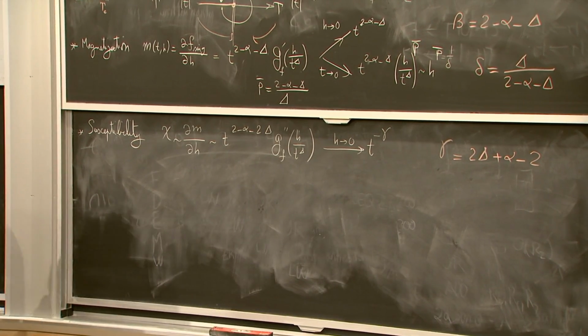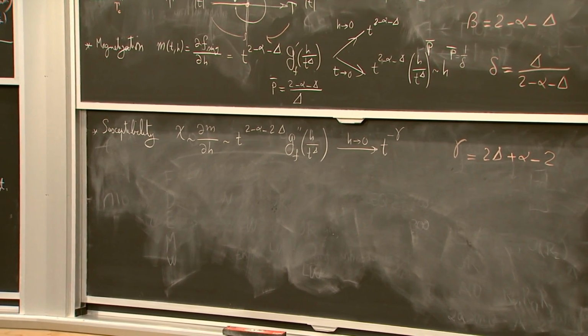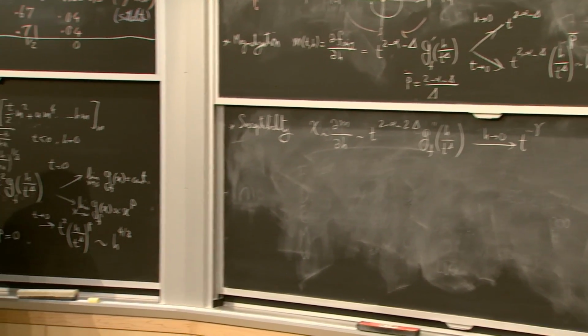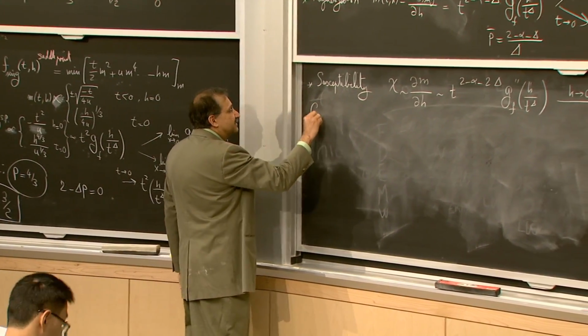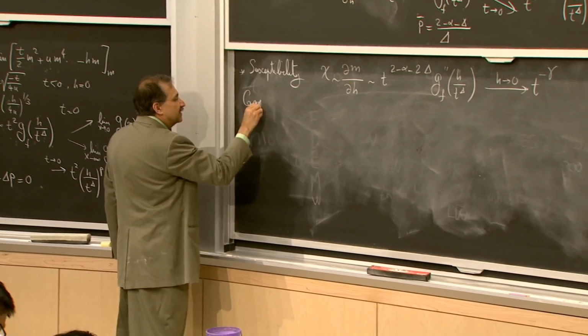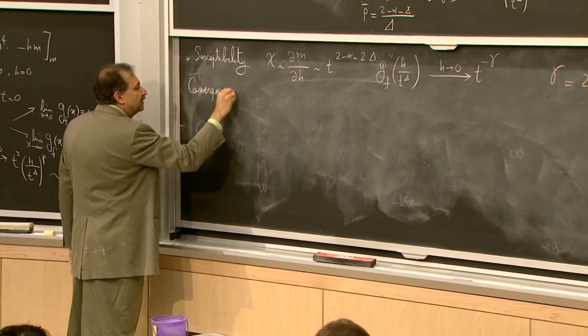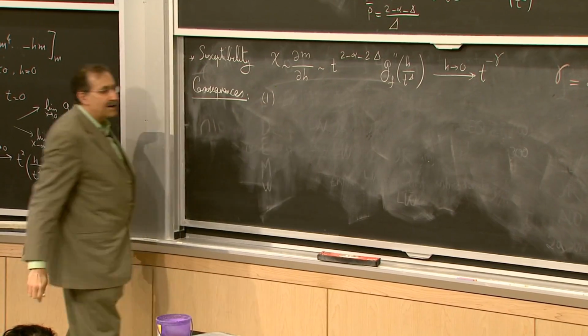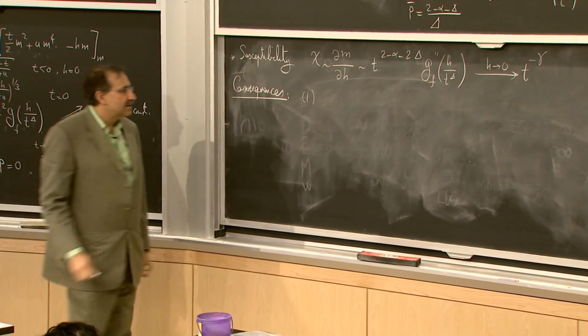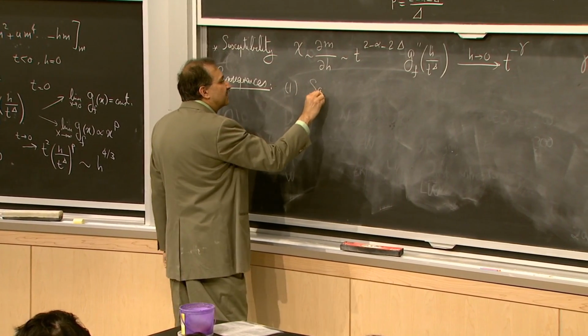Okay. So we have learned something. Let's summarize it. So the consequences: one is we established that we have the same critical exponents above and below.